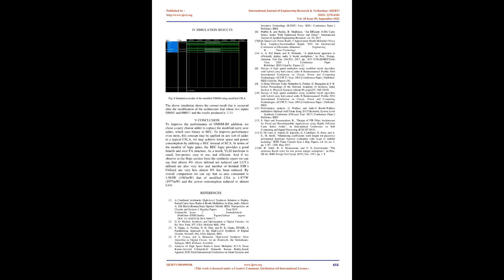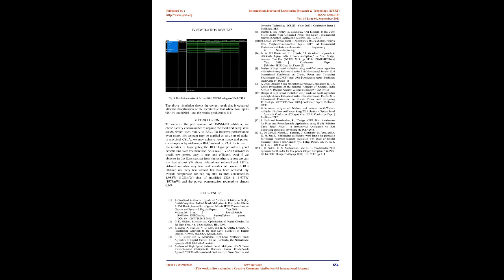V. Conclusion. To improve the performance of the 8-bit version, we chose a carry select adder to replace the modified carry save adder, which uses binary to excess-1 converter, BEC. To improve performance even more, this concept may be applied on any sort of adder in a typical CSLA. We may achieve lower space and power consumption by utilizing a BEC instead of an RCA. In terms of the number of logic gates, the BEC logic provides a good benefit over the FA structure. As a result, VLSI hardware is small, low power, easy to use, and efficient.